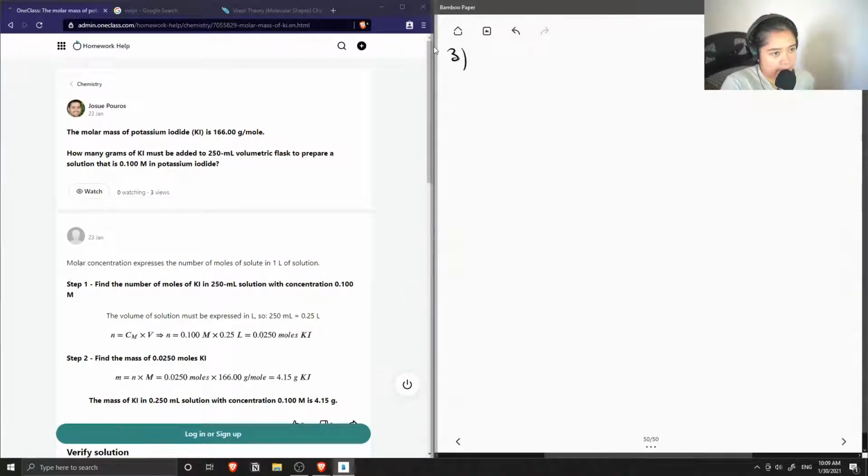Okay, so let's write down everything that we know. We know that the molar mass of potassium iodide is 166 grams per mole. If this value wasn't given, then we would just look at our periodic table, find the molar masses of potassium and iodine, and then add them together. And we know the volume of the solution is 250 milliliters.